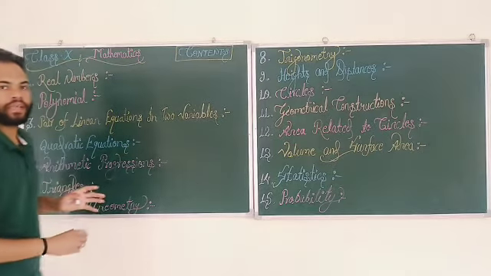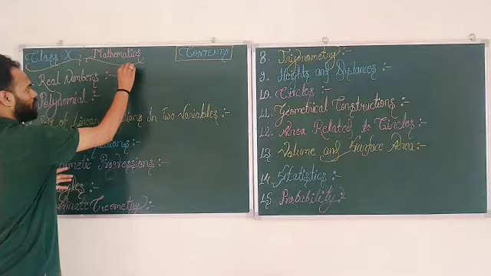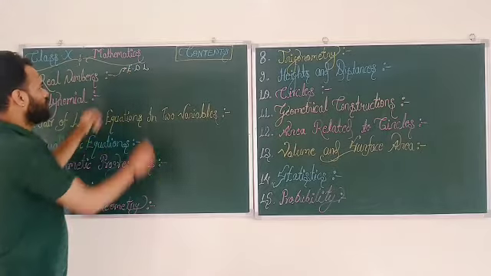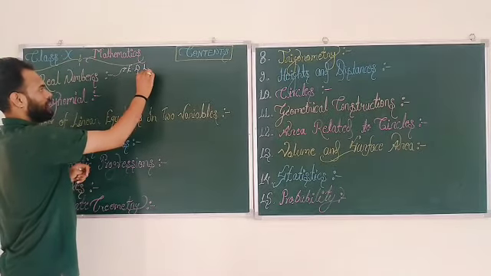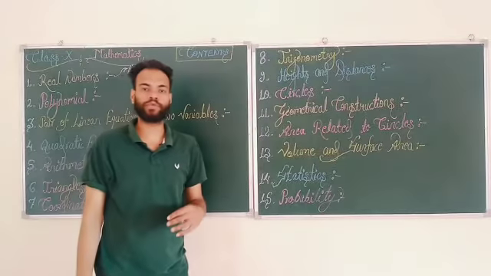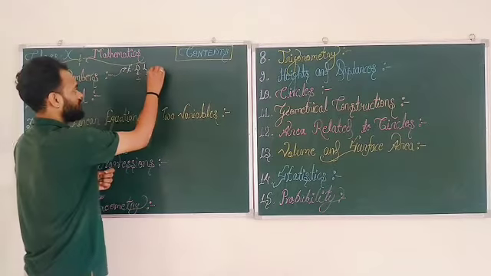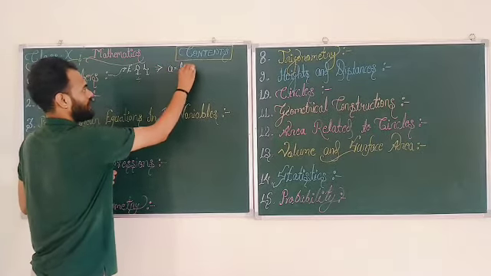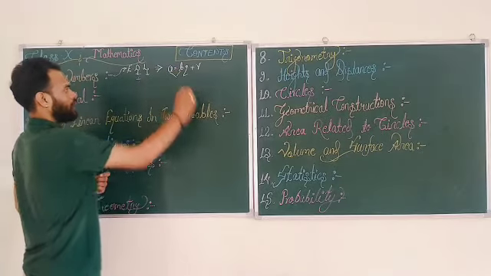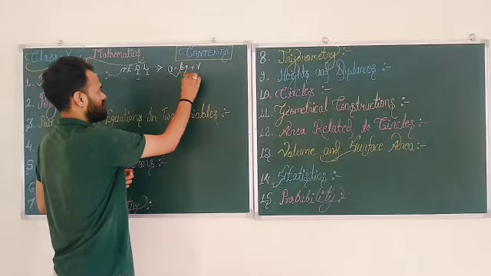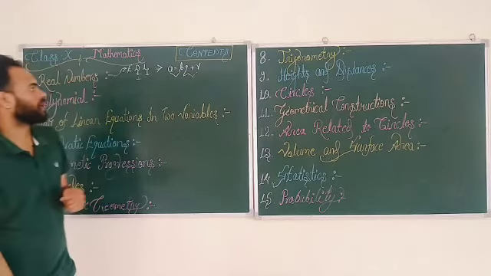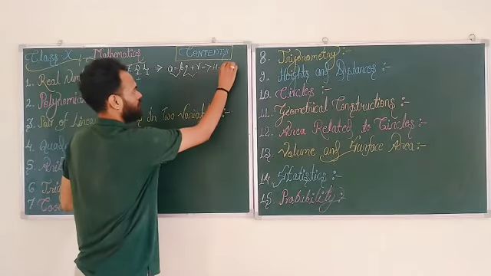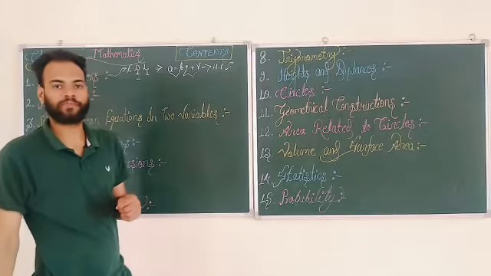In the first chapter, we will first study Euclid's division lemma. Euclid is a mathematician. Division, you all know about division, and a lemma is a proven statement which is used to prove another statement. Euclid's division lemma gives us a statement like a = bq + r, where a and b are two numbers and q and r are such that a = bq + r. This is used to find out the HCF of numbers. This method is used to find out the HCF of given numbers.